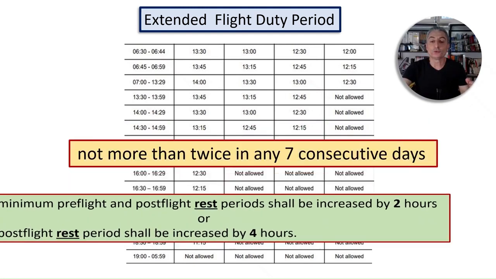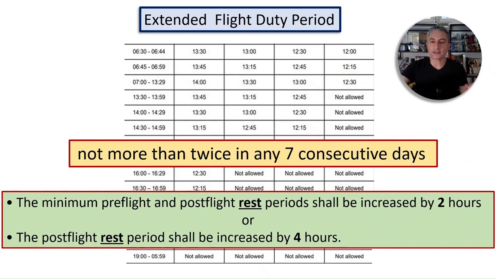And also there is a rule for the rest that we're gonna see more precisely in the next slides. But anyway, we have the minimum rest between flights. In case a flight one day is planned already extended based on this table, the minimum pre-flight and post-flight rest should be increased by 2 hours, or only the post-flight rest is increased by 4 hours. So what it means is that either we have 2 more hours of rest before and after, or these 4 hours after.